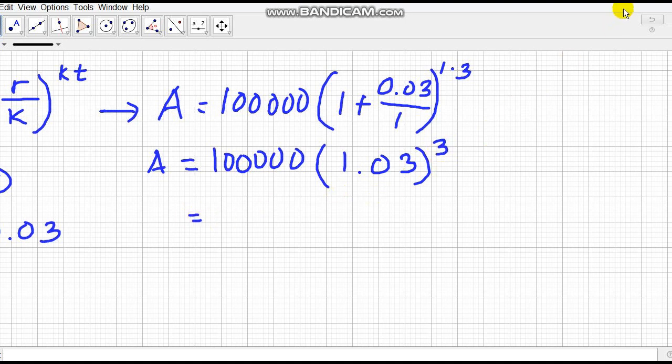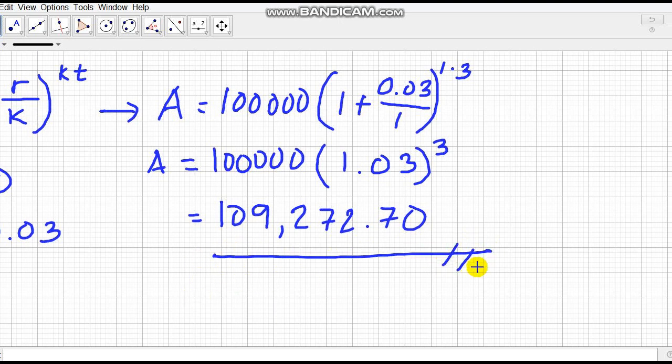So let's compute for that using our calculator. The value is 109,272 pesos and 70 centavos. So this will be our money after 3 years when invested in a 3% account that is compounded annually. So that's the maturity value.